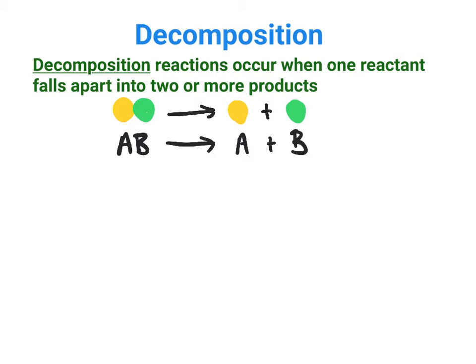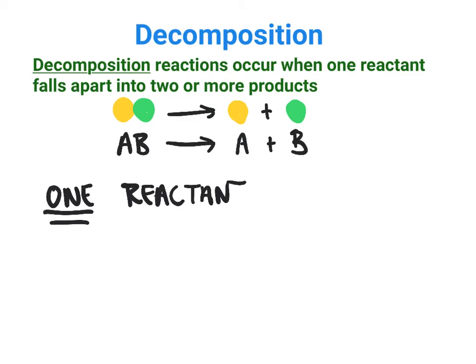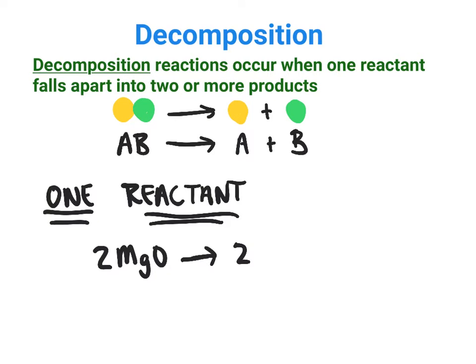These are also very easy to spot. Decomposition reactions are the only reactions where there's only one reactant. So these are very easy to spot if you just see one reactant. An example of this is the breakdown of magnesium oxide. Magnesium oxide is the compound MgO. And if you heat it or let it take its time, it will actually fall apart back into pure mercury and oxygen gas. And that's also a balanced equation.